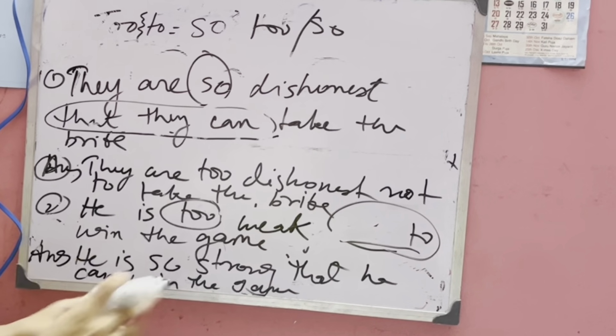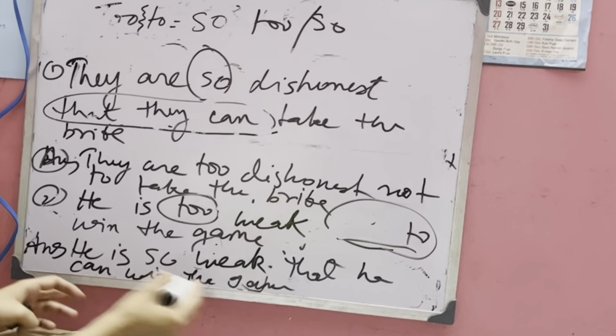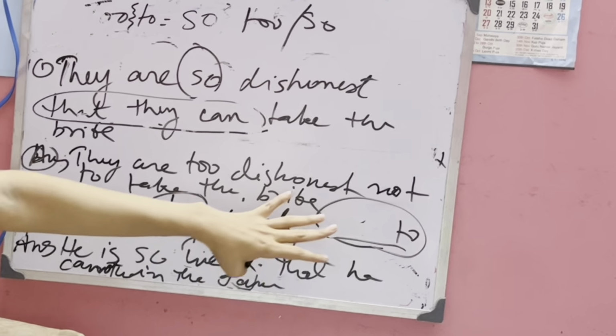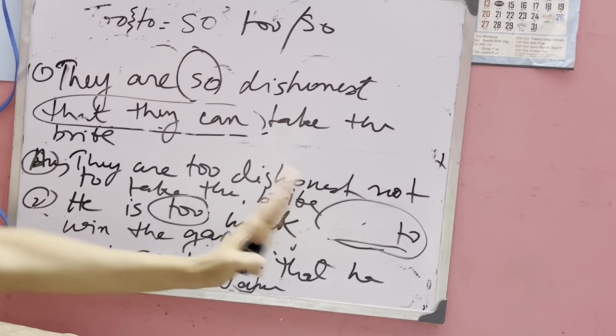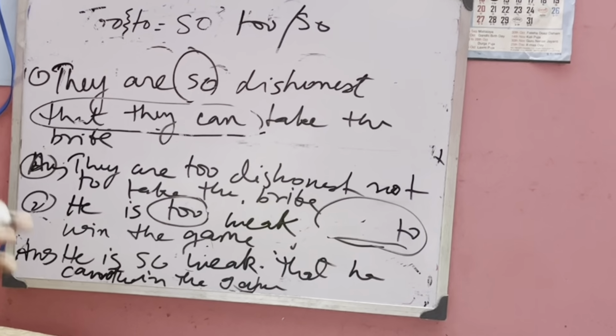So he is so weak that he cannot win the game this time, because now it's a positive sentence. So he is too weak to win the game. Now this time this to will be replaced by so. So he is so weak that he cannot win the game.